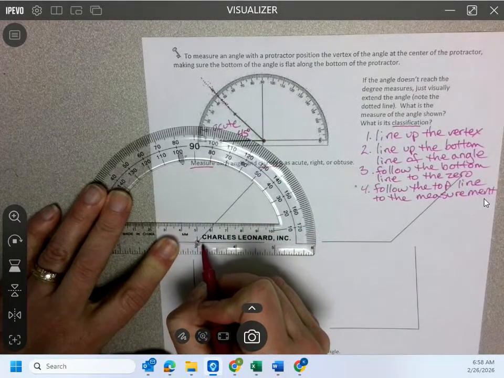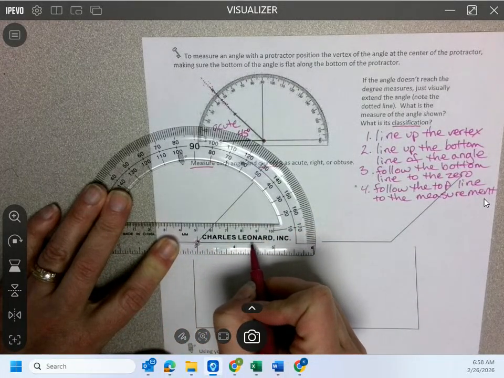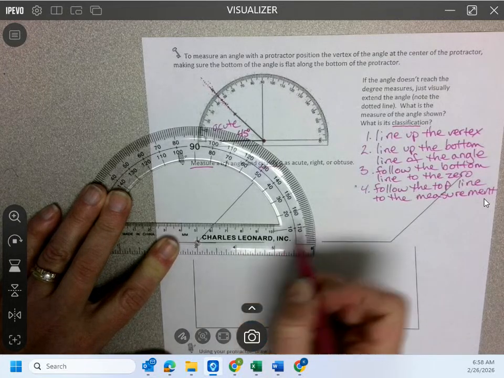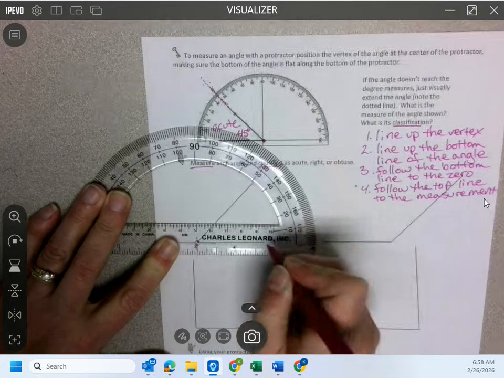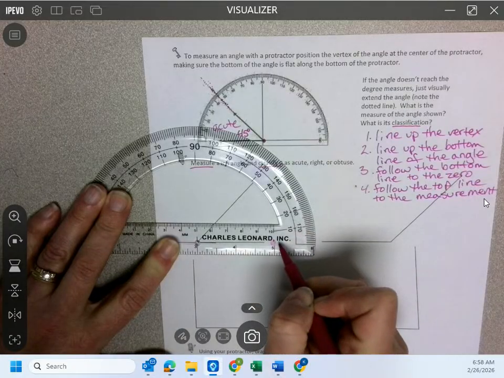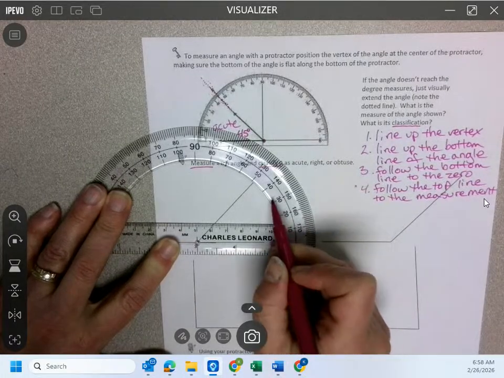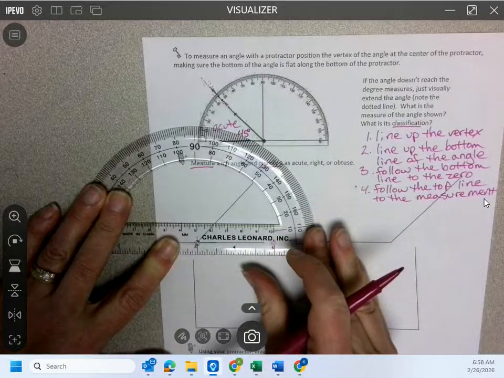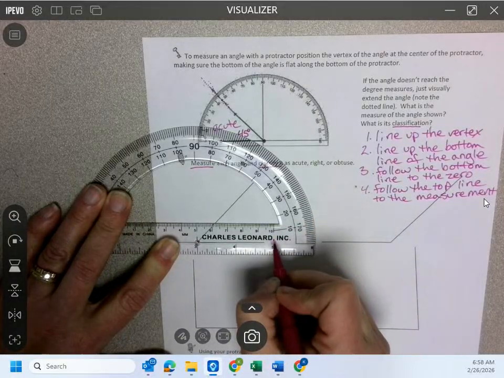Third step, I'm going to follow that bottom angle line over to the 0, which on our class protractors, it's not listed, but we can see the 10, 20, 30, 40 on the inside, so that means the 0 is on the inside that we're going to hit.